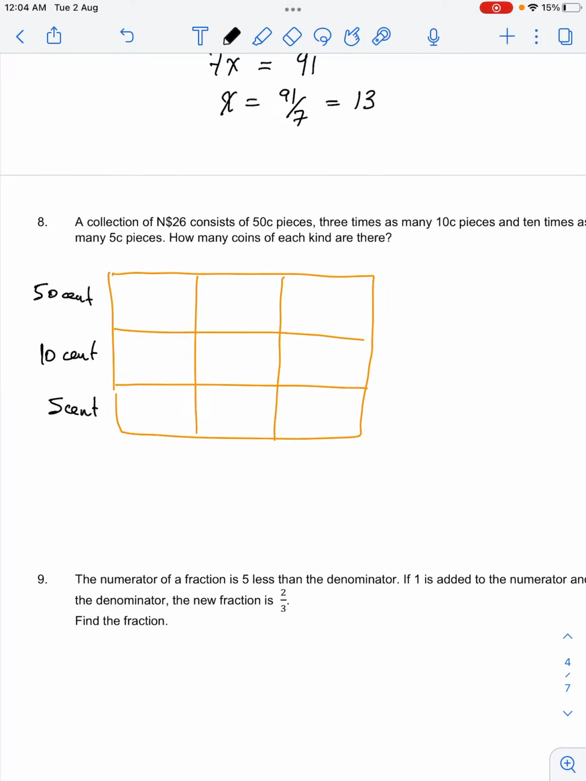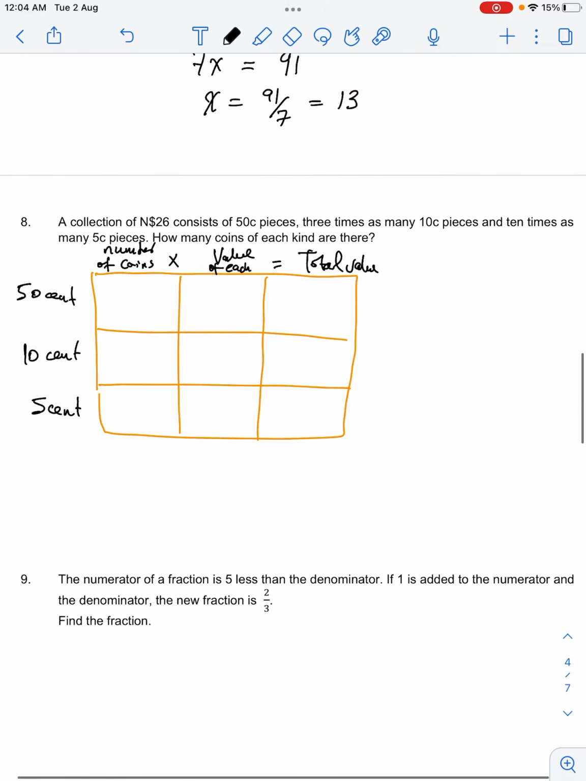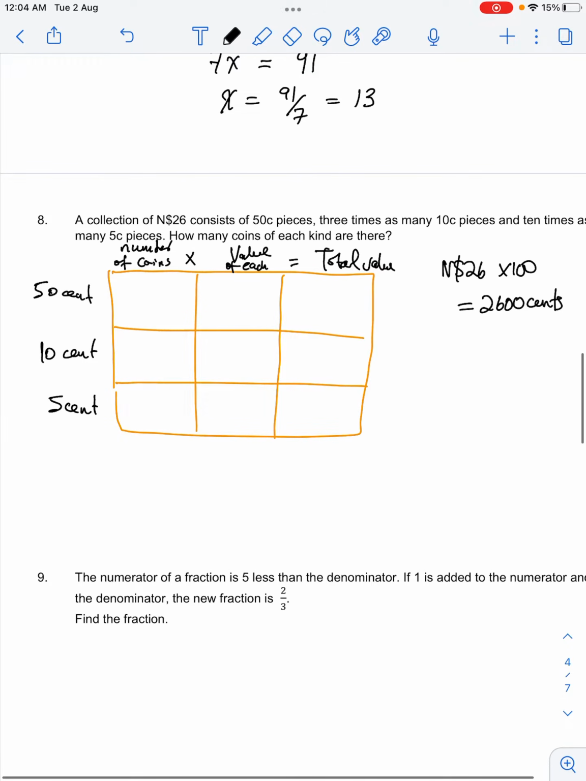Okay. So here we have the number of coins multiplied by the value of each coin. That should give you the total value. Okay. What else do we know? So we know that 26 Namibian dollars, if you multiply that, gives you 2,600 cents. Okay, very important that we are dealing with that question right from the beginning of the sentence.